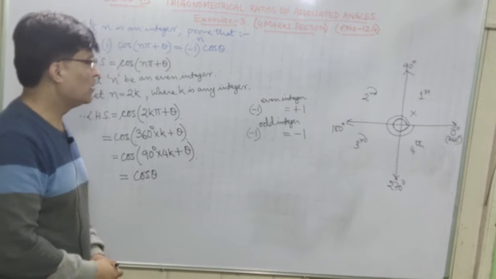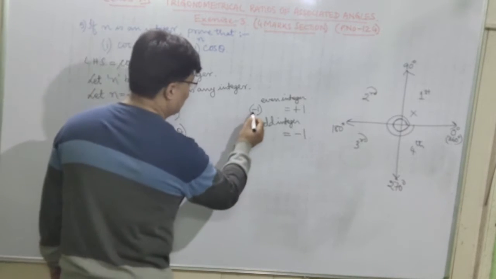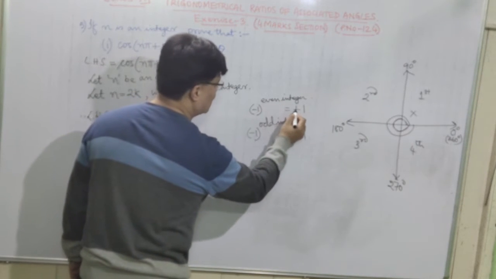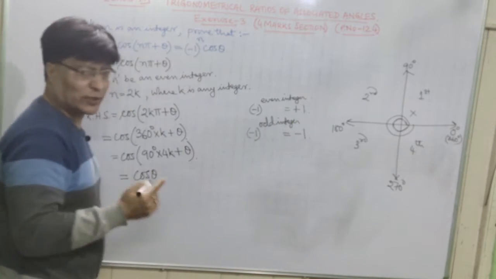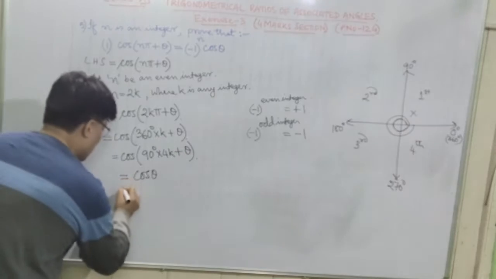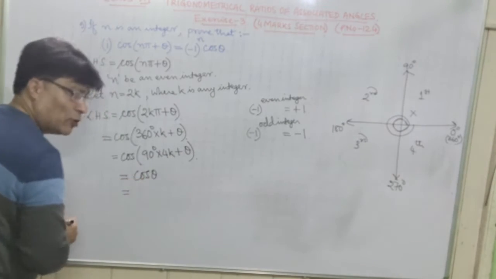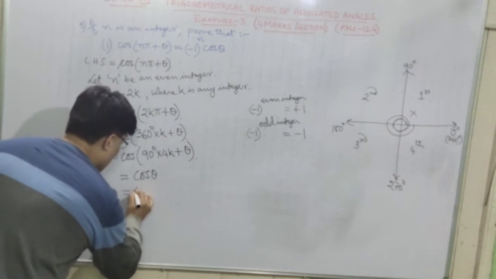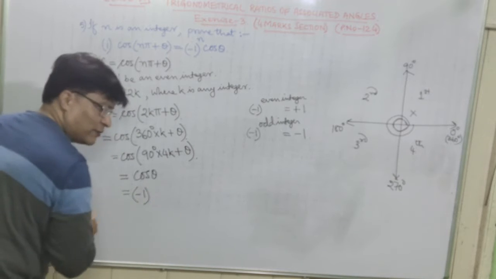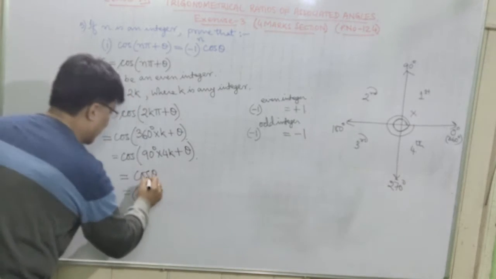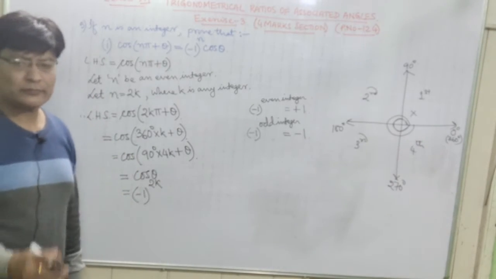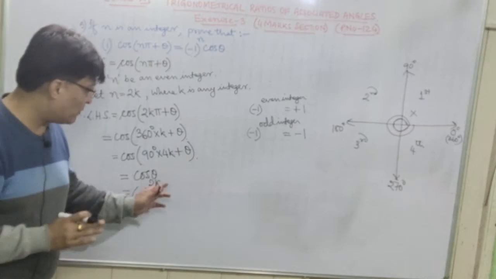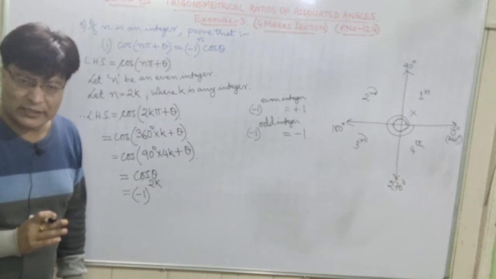Is that clear? So here minus 1 whole to the power of an even integer is plus 1, and minus 1 whole to the power of an odd integer is minus 1. You know that, isn't it? So here cos θ is positive, so instead of that positive number, you can write minus 1 whole to the power 2k. You know that 2k is an even integer. If an integer is multiplied by 2, it is always an even integer.